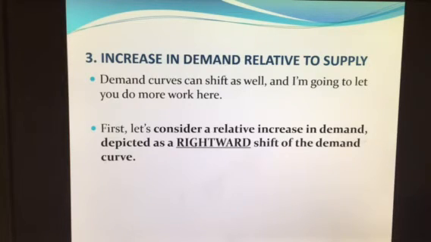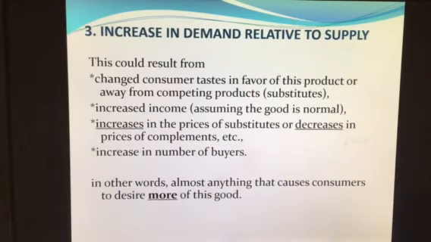Let's first of all note that an increase in demand will be depicted as a rightward shift of the demand curve, and this can result from these things we looked at in an earlier video and notes. Changed consumer taste in favor of this product or away from substitutes. Increased income, assuming the good is a normal good. Increases in the price of substitutes or decreases in the prices of complements. And an increase in the number of buyers. In other words, almost anything that causes consumers to want more of this good.